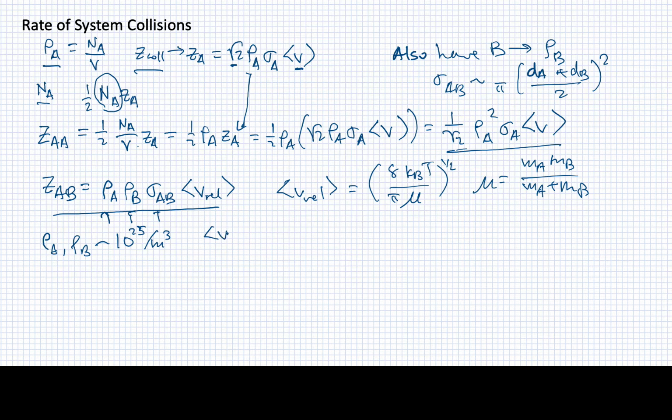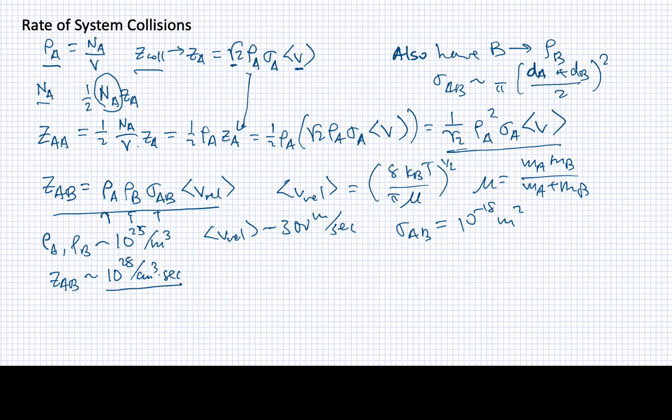And our relative velocity, we can say, is something around 300 meters per second. And our cross-sectional area that relates them when they collide is on the order of 10 to the minus 18 meters squared. Then we could calculate this average collision frequency, Z_AB, would be about 10 to the 28th per centimeter cubed second, or 10 to the 25th or so, 10 to the 34th per meter cubed second. All right, so it's a pretty high frequency.